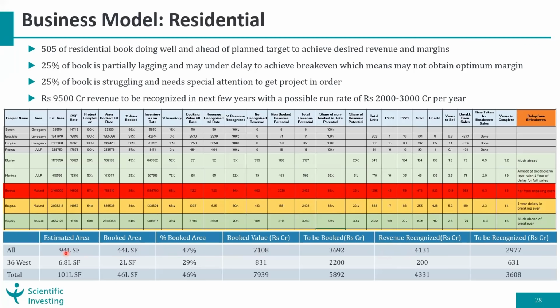And then the remaining area is non-booked. Okay. And the non-booked amount, which is to be booked, is 3,692 crore. And out of this 7,108 crore, they have recognized revenue for only 4,131 crore, which means they are yet to recognize almost 3,000 crore.